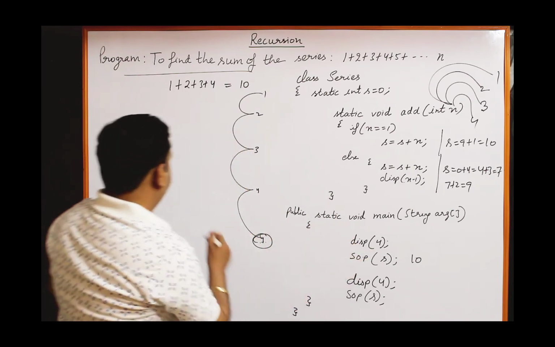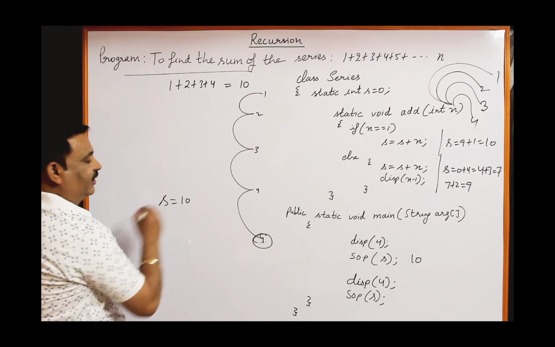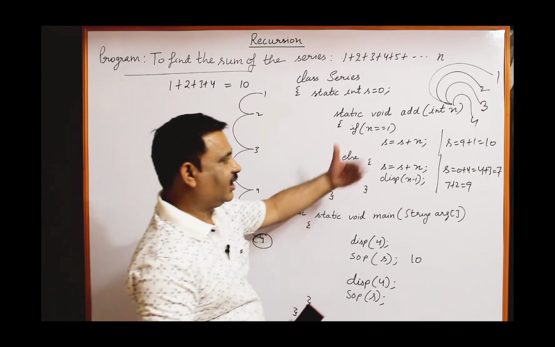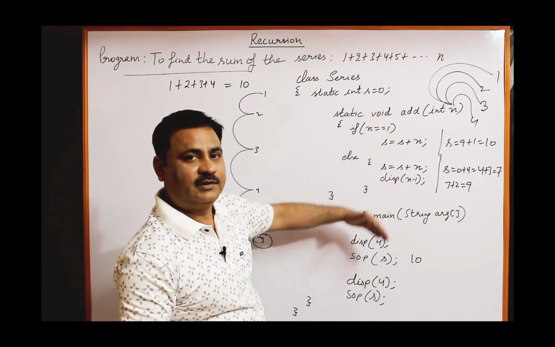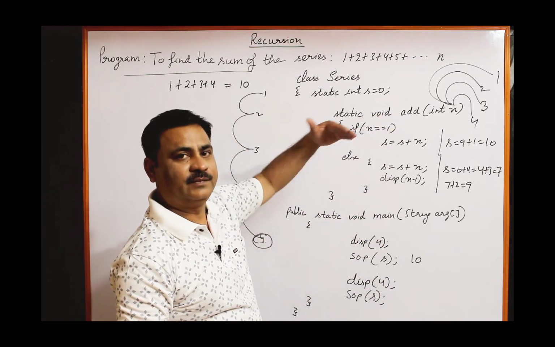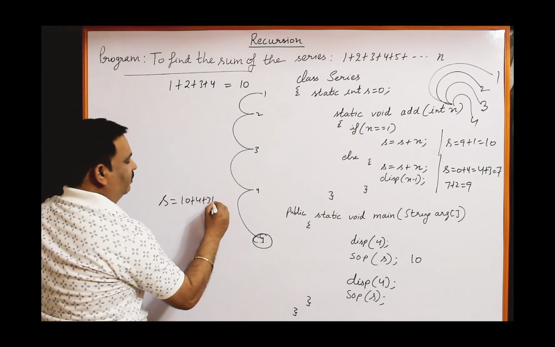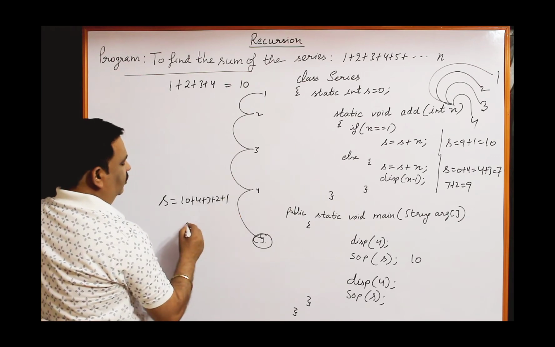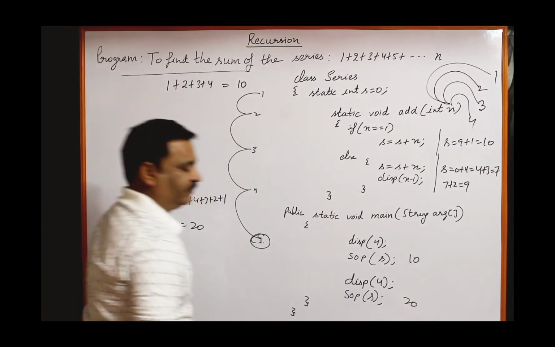Now s is not 0, s is 10. So from 10 it will start. First of all 4 will be added, then 3 will be added, then 2, then 1. So again 10 plus 4 plus 3 plus 2 plus 1. So finally it will become 20. So 20 will be printed here.